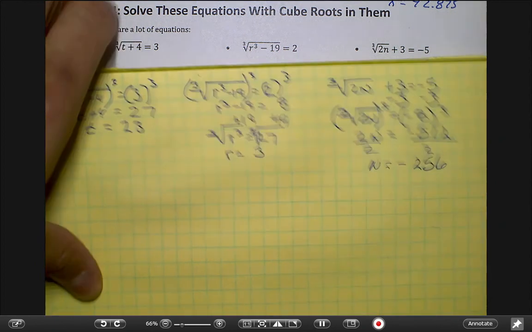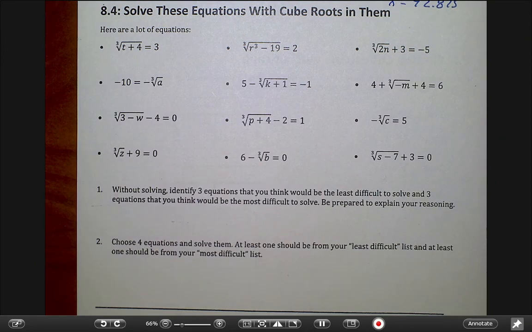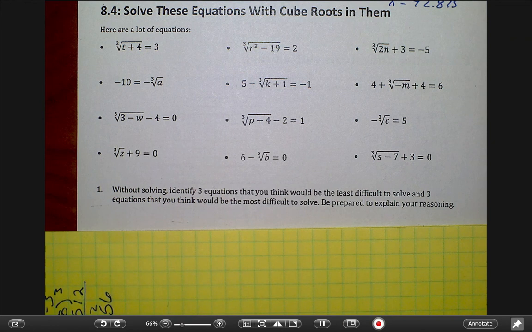All right, so now I want you guys to take a moment, look at the rest of these problems. I'm going to do one more problem for the notes. Hold on. One more example with us. Yes, that one. Negative 10 equals negative.